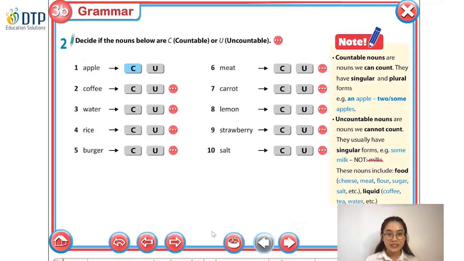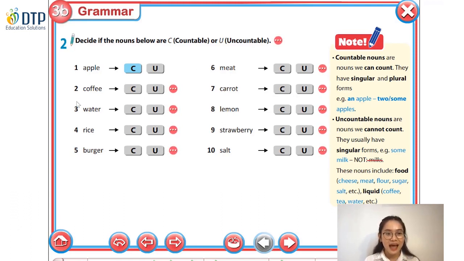Alright. Now it's time for us to do an exercise. So in this exercise, you will decide if the nouns below are countable or uncountable. Okay? Vậy thì trong dạng bài này, chúng ta sẽ quyết định giùm cô xem những danh từ dưới đây là những danh từ đếm được hay là không đếm được.